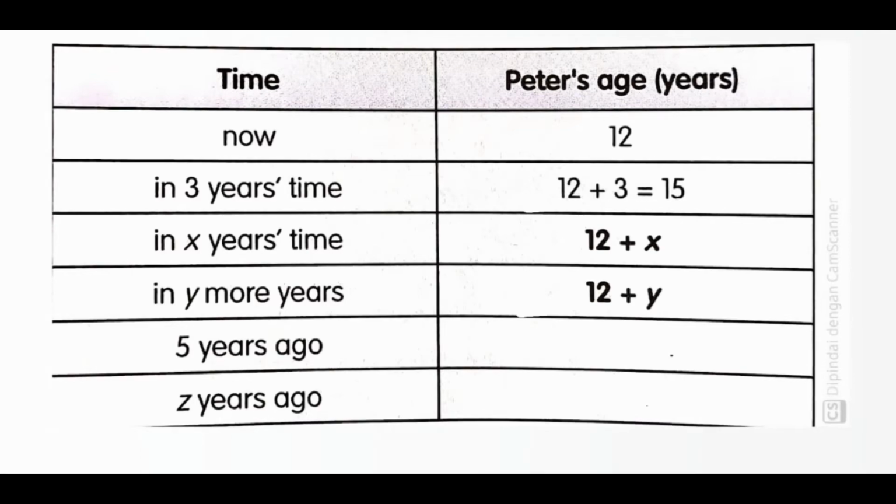How about 5 years ago? For 5 years ago, you have to subtract from Peter's age at first. So, 12 minus 5 equals 7. The last one, z years ago. For z years ago, you have to subtract from Peter's age at first. So, the answer is 12 minus z.